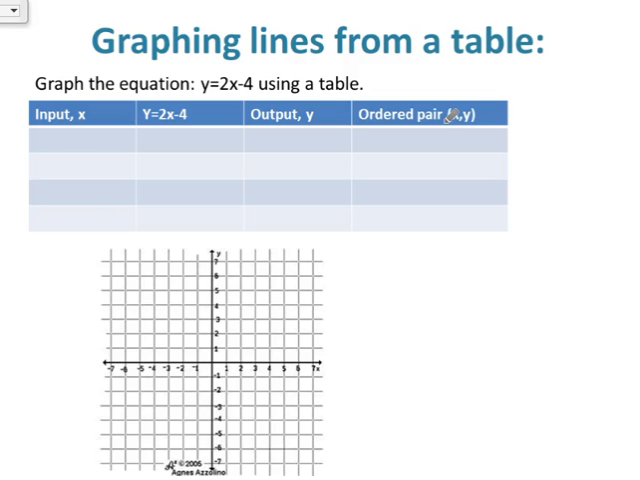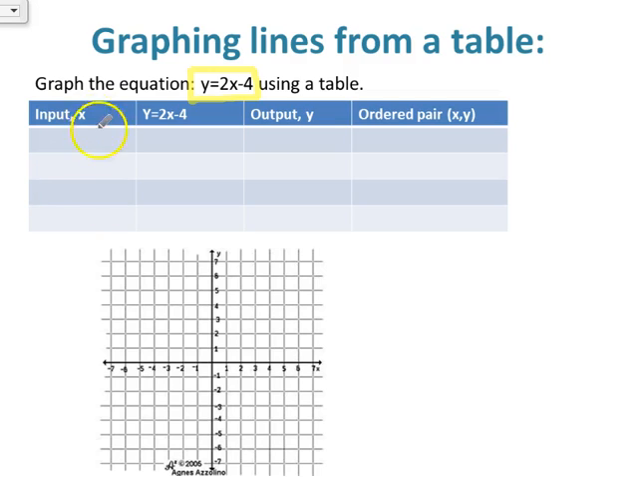We did this in, I can't remember which, this should be Unit 6, Session 2. So here we've got the equation, y equals 2x minus 4. And we're going to graph that using a table.